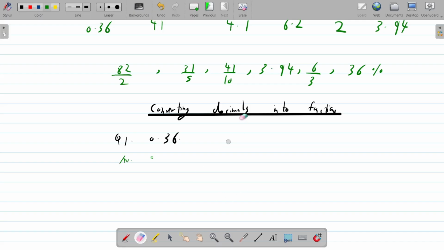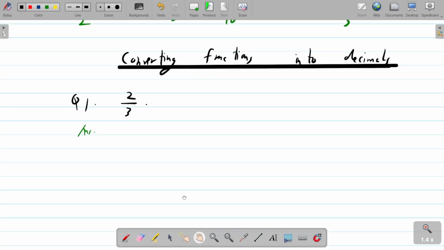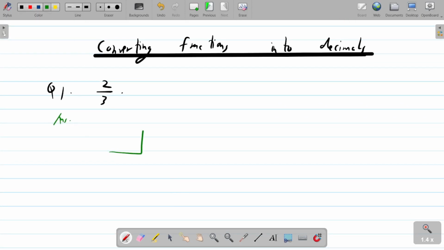The next thing is the other way around, converting fractions to decimals. Okay, so converting fractions into decimals. So let's say I've been given 2 by 3. Classic example. Now again, we have to divide it in long division. So the 2 goes inside, 3 is outside.